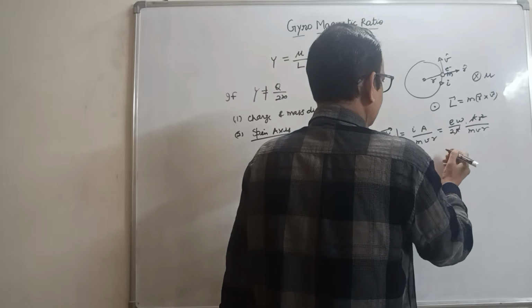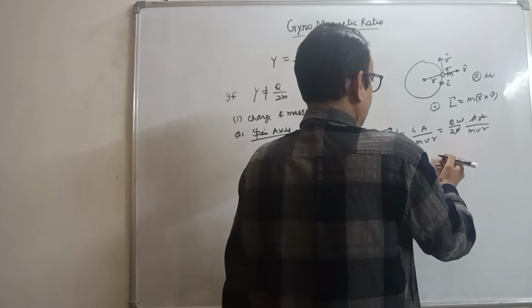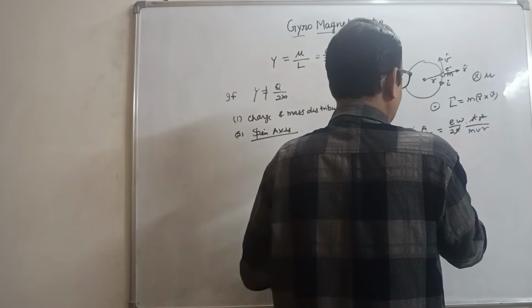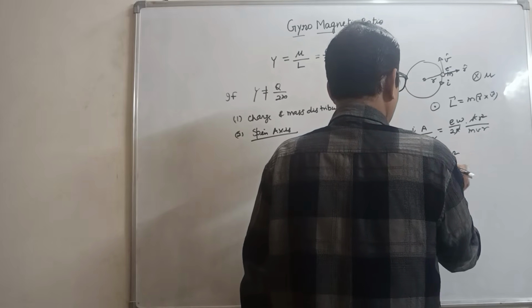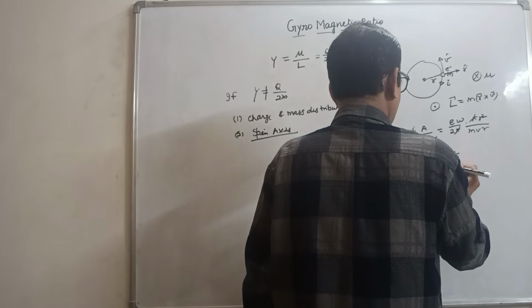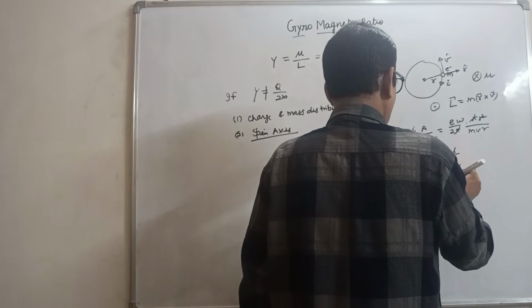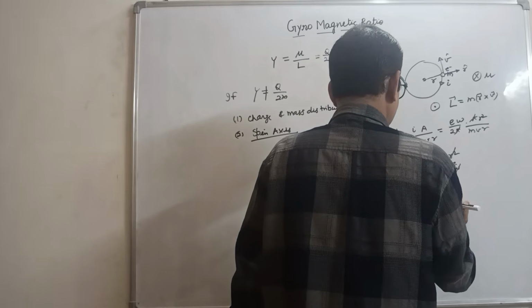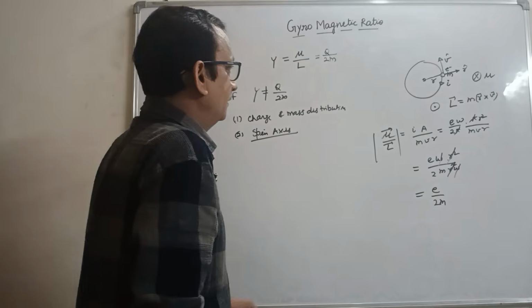Pi and pi cancel out, and v is equal to r into omega. So e omega r square over 2 m r into omega r, r square cancels, omega cancels out. So this becomes e by 2m. This is the magnitude; the ratio would be negative.